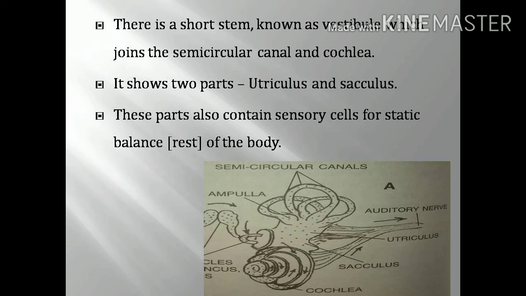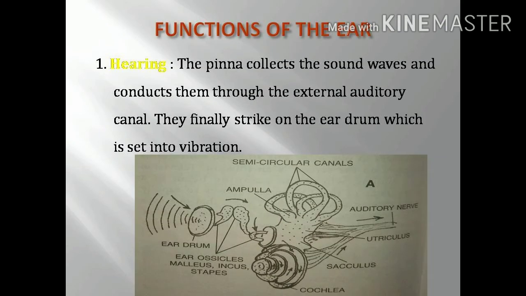And we can see the utriculus as well as the sacculus in between the cochlea and the semicircular canal. The cochlea looks like a snail shell, and it has 2.5 turns. That is called the cochlea. The actual hearing takes place in the cochlear region because it has the hearing organ, the organ of Corti. Next, functions of the ear.